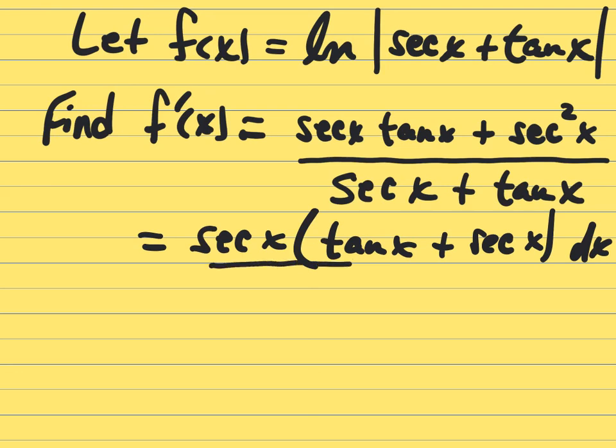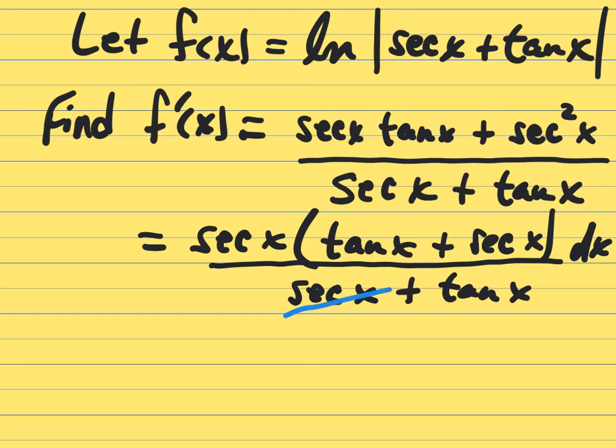All over secant x plus tangent x. If you notice in the numerator in parentheses, we have tan x plus secant x. That matches the denominator. So we get a wonderful little cancellation there. And look at what's left over: secant x.